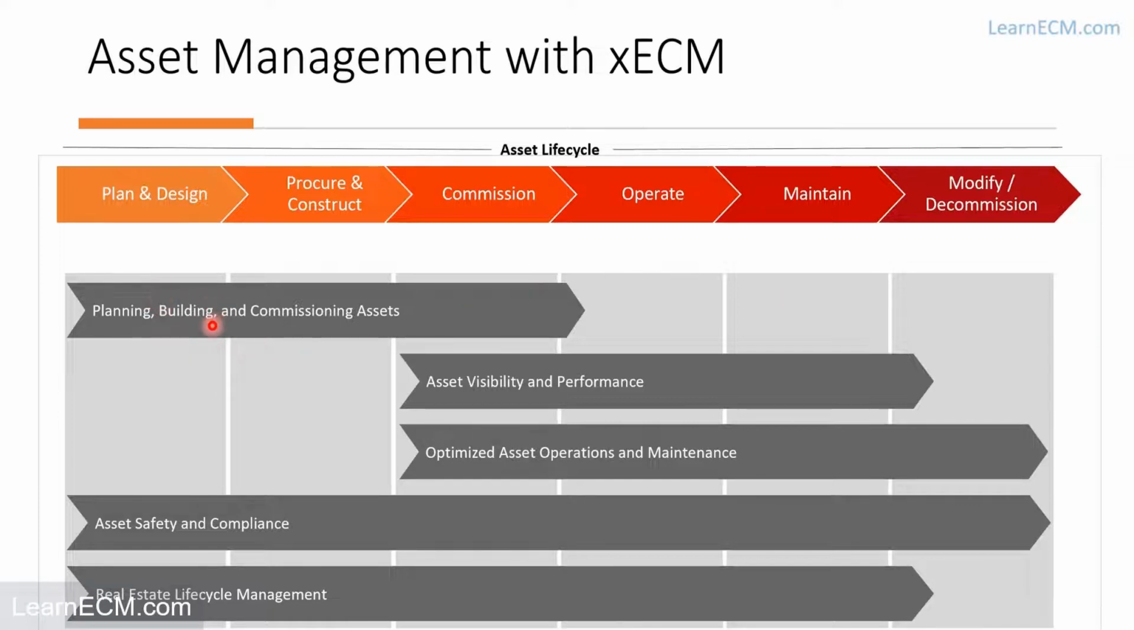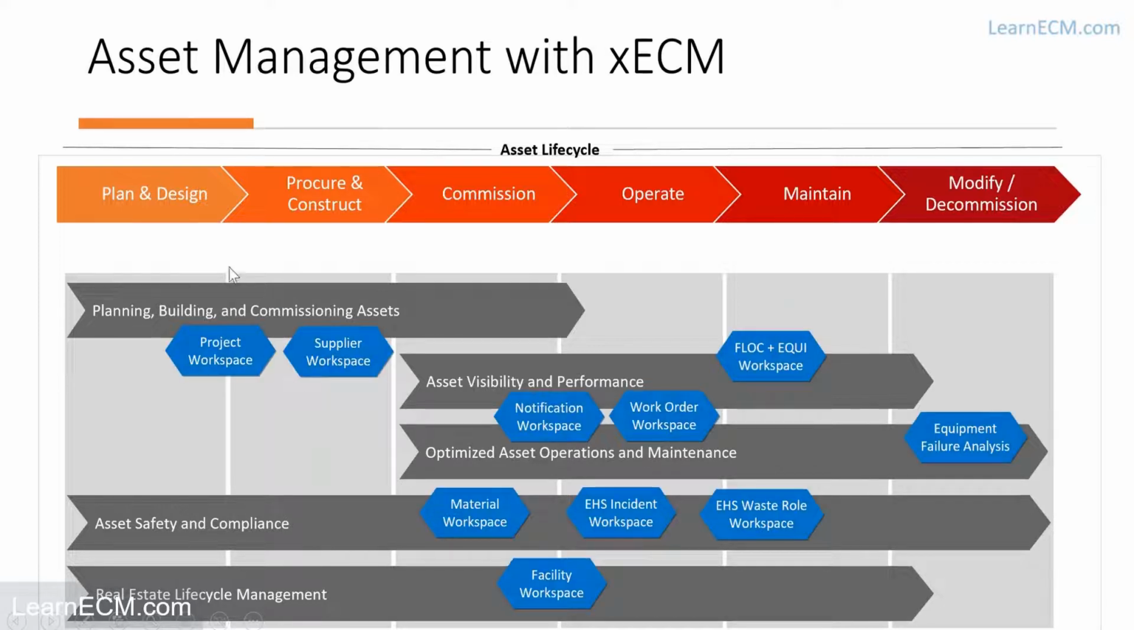So all these phases include different functionalities. Here we have planning, building and commissioning, then asset visibility and performance, then optimized asset operations and maintenance, then asset safety and compliance. So these are the different functionalities that are part of an asset.